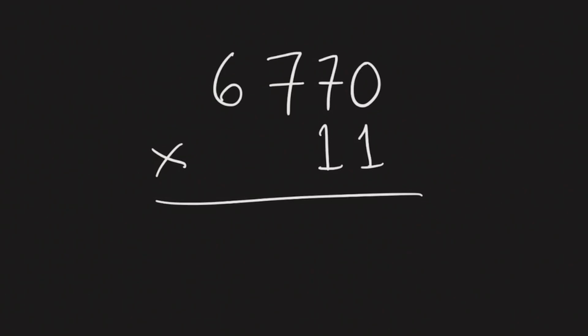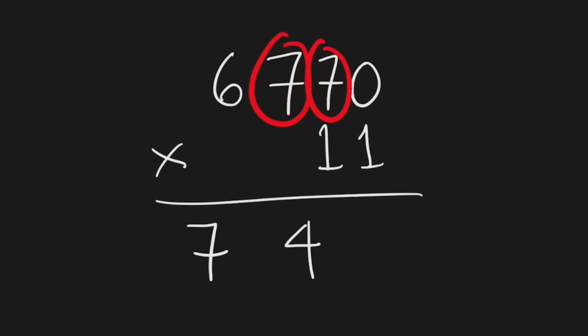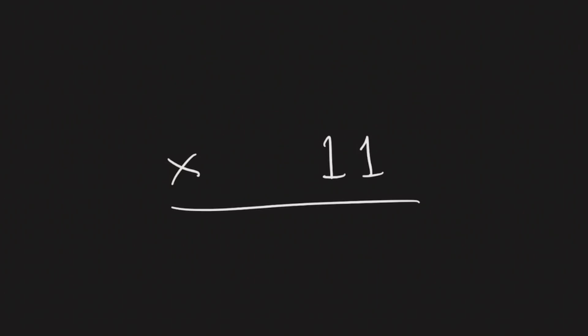Let's try 6,770. Alright, so as we said before, 6 comes down. 6 plus 7 becomes 13, 3. And the 1 will be carried over to 6, which becomes 7. 7 plus 7 is 14. And the 1 will be carried over to 3, which becomes 3 plus 1 equals 4. 7 plus 0 equals 7. And therefore the last digit becomes 0. Therefore the final result is 74,470.